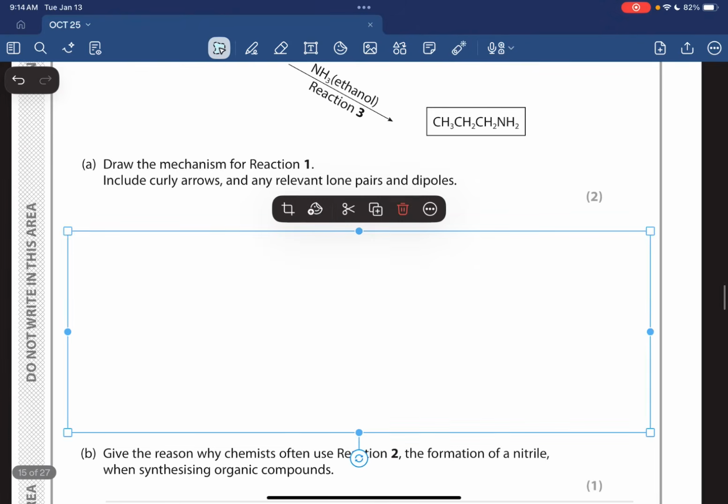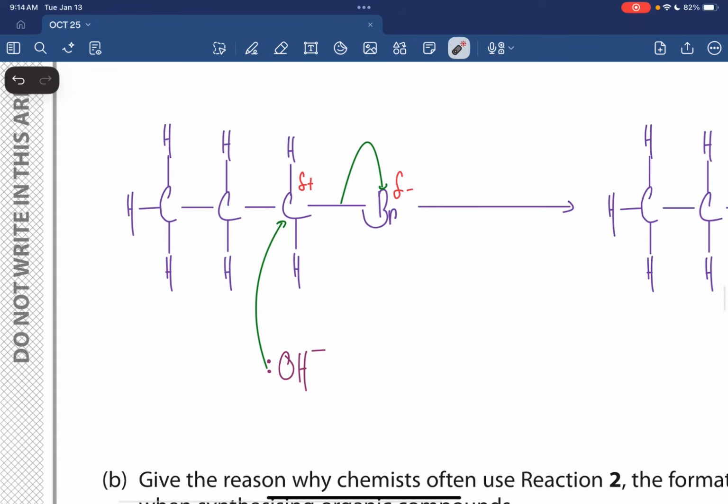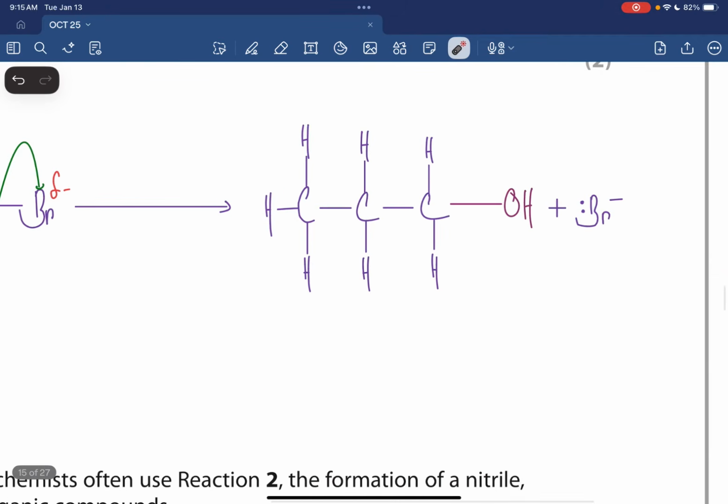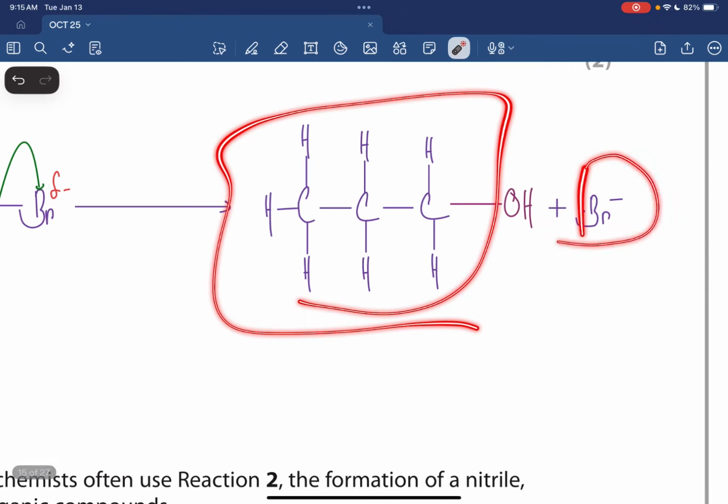So the mechanism for reaction 1 should be like this, right? Halides are more electronegative than carbon, so delta minus, delta plus. The carbon is electron deficient, so electrons come from over here. As the electrons go from here to here, this bond is going to break and this would lead to the formation of this compound and this bromide.